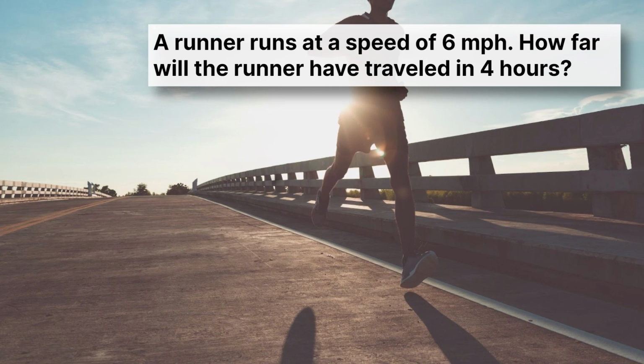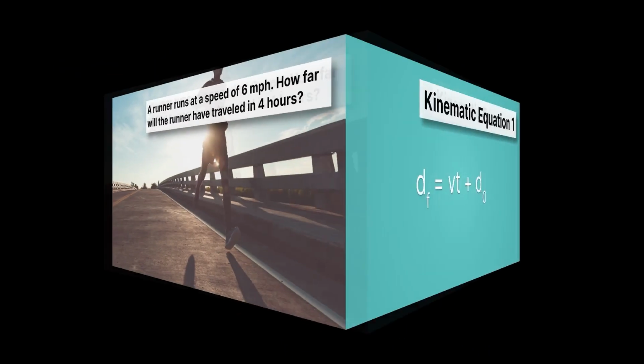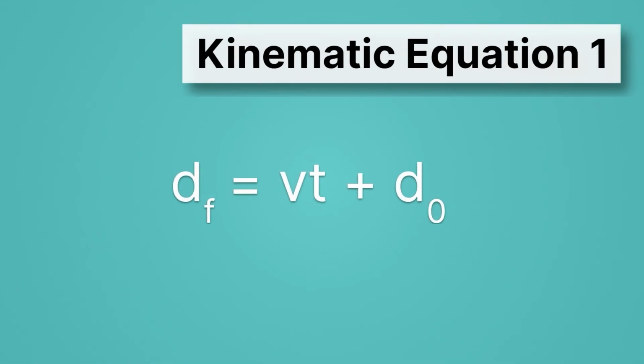And to solve problems like this, we'll use what are called kinematic equations. Here's one that we could use to solve the problem just mentioned. It says the displacement final is equal to velocity times time plus the displacement initial. Now, you don't need to understand the details here now. We'll talk much more about this later. But that's the basic sort of equation we'll be using here.